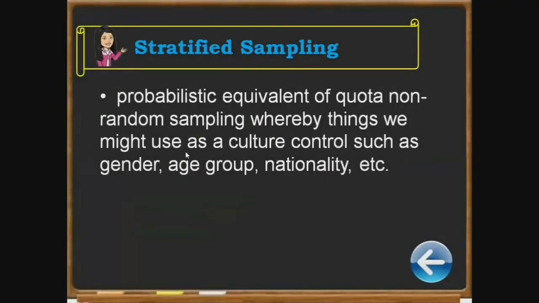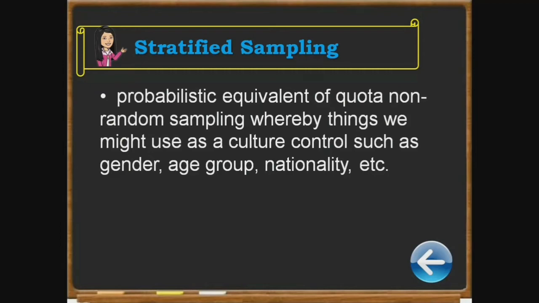Stratified sampling. Probabilistic equivalent of quota non-random sampling whereby things we might use as a culture control such as gender, age group, nationality. Ito yung gumagamit ka ng strata. Distinct group. Kumbaga, you're getting sample by culture control like gender. Male or female. So, anong pipiliin kong sample data? So, lahat lang ng male. Tapos, i-compress ko siya, i-cluster ko siya. Age group naman. So, lahat ng male na edad, 18 years old. Tapos, nationality, lahat lang ng Filipino na 18 years old na male.